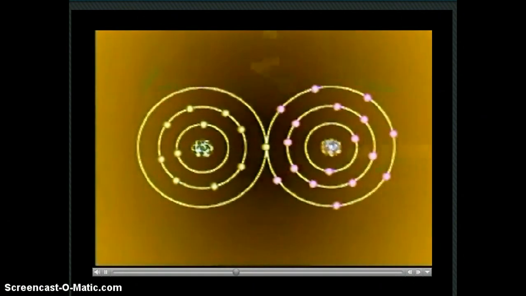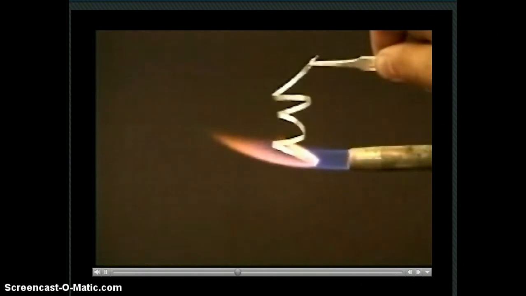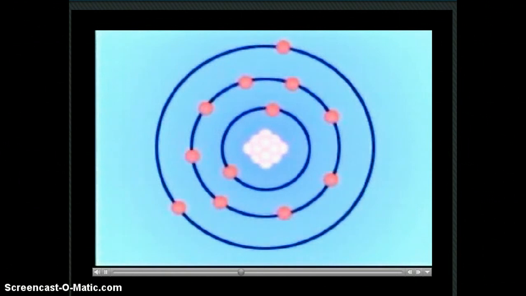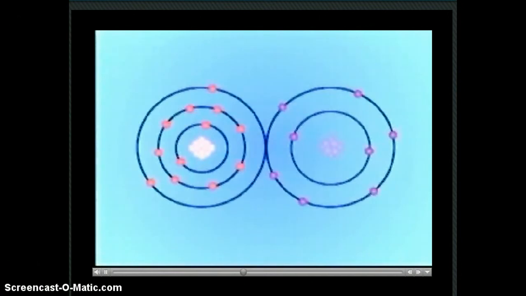In this burning piece of metal, an atom of magnesium with a small number of electrons in its outermost shell donates electrons to an atom of oxygen that needs those electrons to fill its outer shell. Here you can see an atom of magnesium with 2 electrons in its outermost energy level, and an atom of oxygen that has 6 electrons in its outermost energy level. These atoms form an ionic bond when the magnesium donated its 2 electrons to the oxygen, so that the oxygen's outer energy level became filled with 8 electrons.